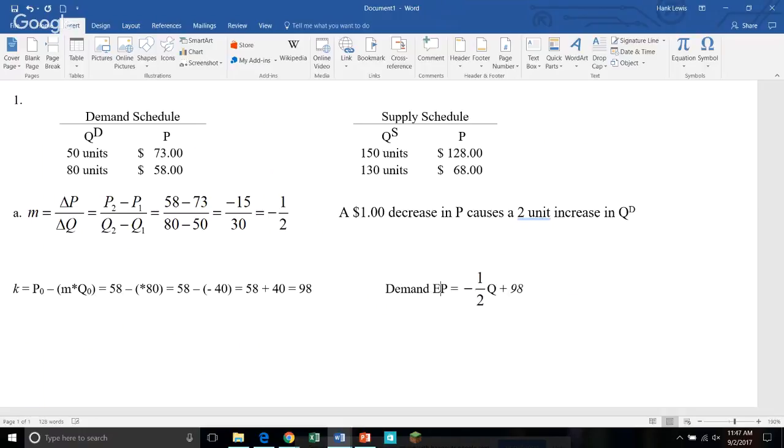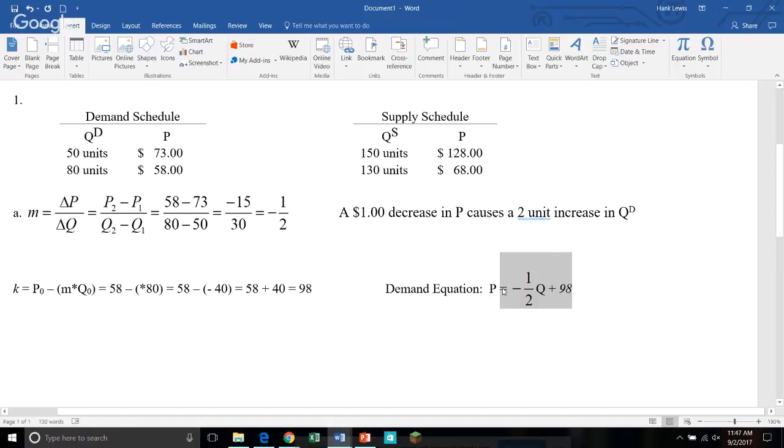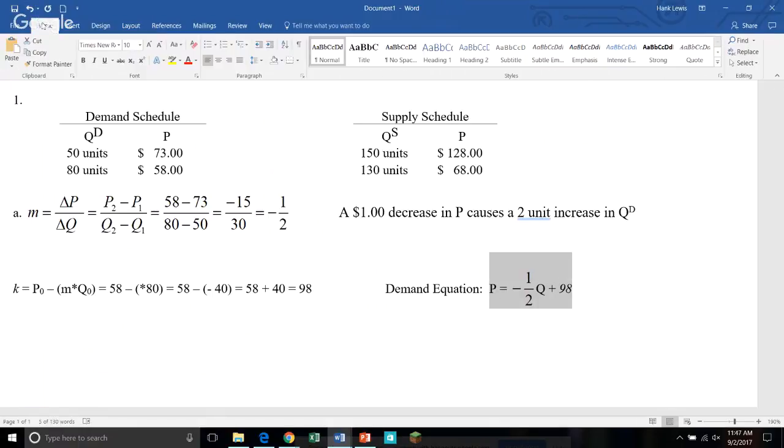The demand equation starts from P equals and ends with a 98. Everything you see there, I'm going to highlight this for y'all. P is equal to negative 1/2 times Q plus 98 is the equation that represents the demand curve.